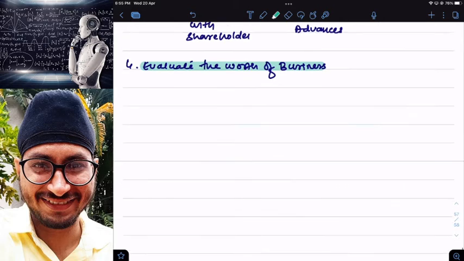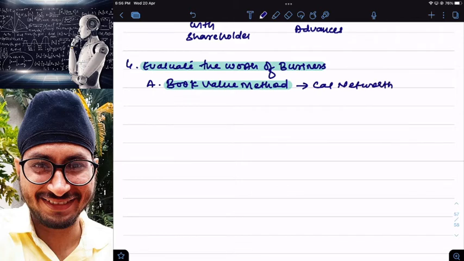First method is the book value method. How to calculate it? Through net worth. Calculate net worth. How to calculate the net worth?